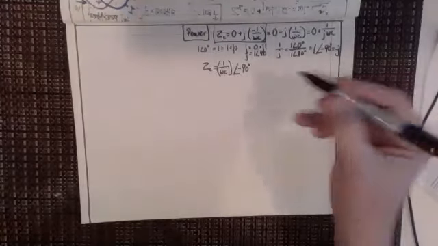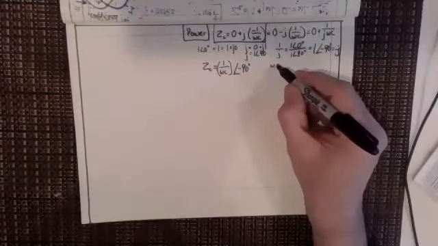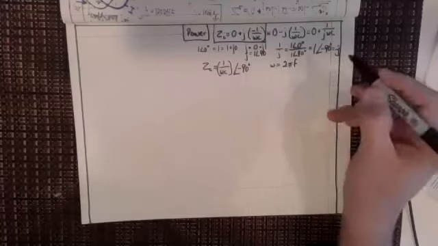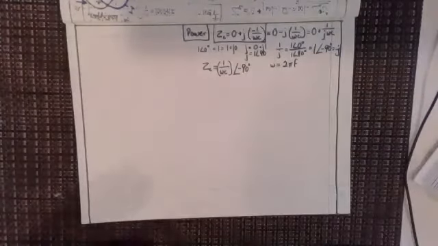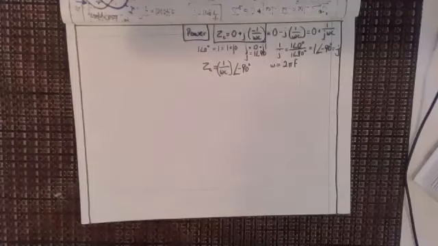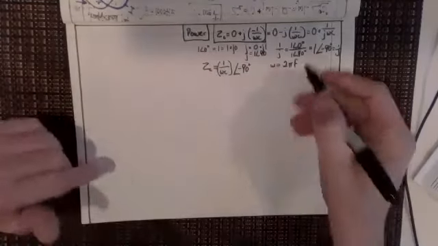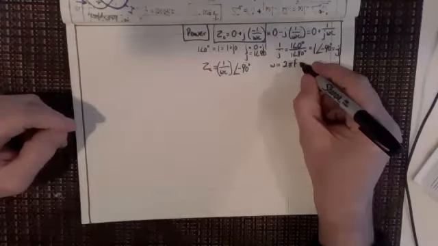And of course, omega, you know, I say omega, you say 2 pi f. And don't forget what that 2 pi stands for. That's for radians per cycle, and the f stands for cycles per second. The cycles cancel out, and you've got radians per second. So that's what we've got.